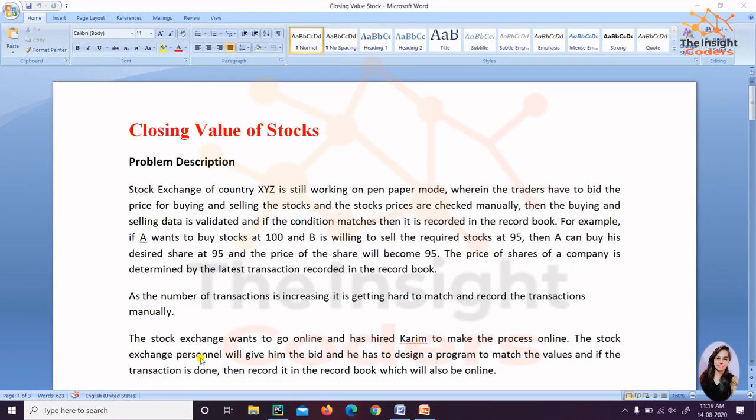Hello friends, today we are going to see the next question, that is closing values of stocks. In this question we'll be seeing what the question is, how to approach this question, the logic, and finally what would be the implementation.